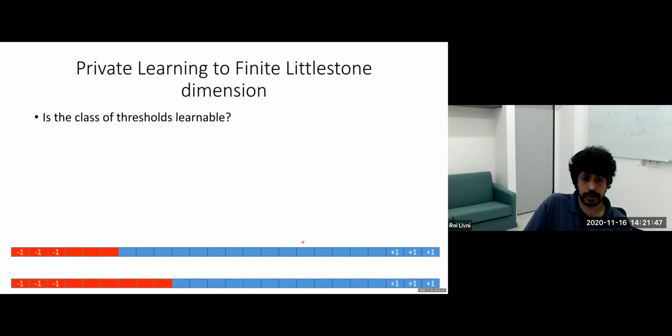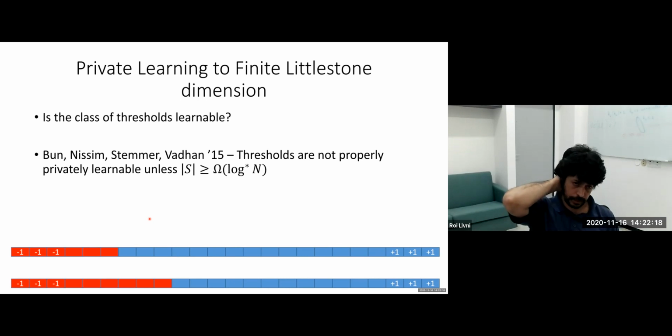Now, what is the class of thresholds? You have a domain which is linearly ordered, and each hypothesis is defined by some point, and all points before it are -1s, and all points after it are +1. So this is your class, and this for a lot of time was considered a natural candidate for a class that might not be privately learnable. And indeed, in a work that preceded ours by Mark Bun, Kobbi Nissim, Uri Stemmer, and Salil Vadhan, what they showed is that indeed thresholds are not properly privately learnable.